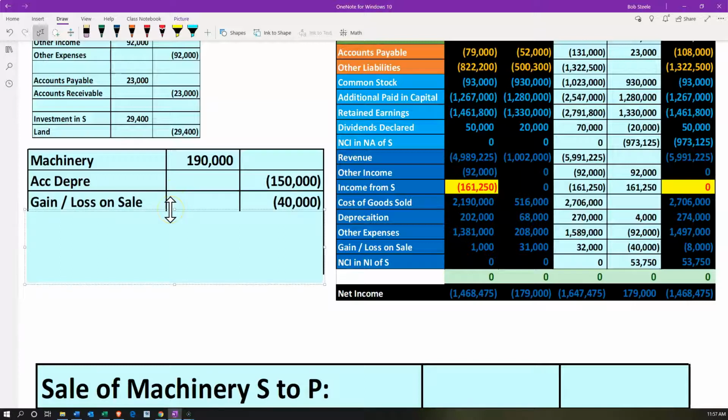Then we have the gain or loss that's going to have to go off the books. So the gain or loss was included in this account down here. It needs to be removed now. Gain had a debit balance. We're going to remove it with a credit. I'm sorry, the loss has a debit balance. We're going to remove it with a credit.